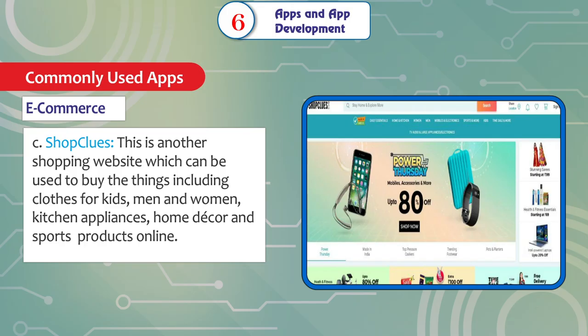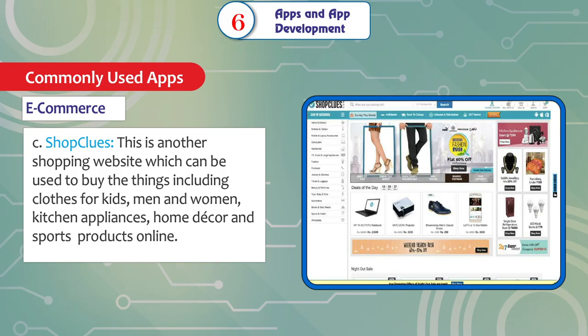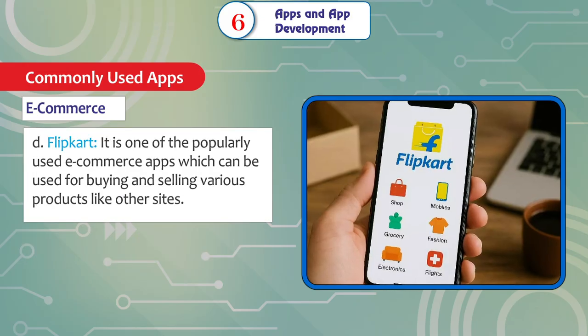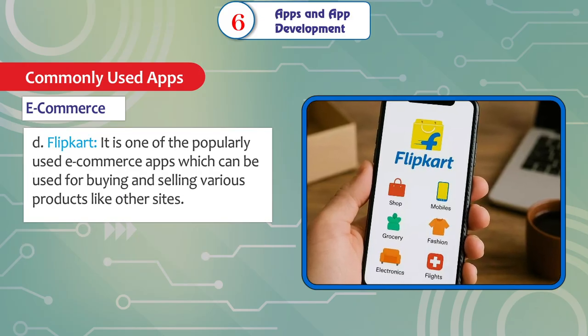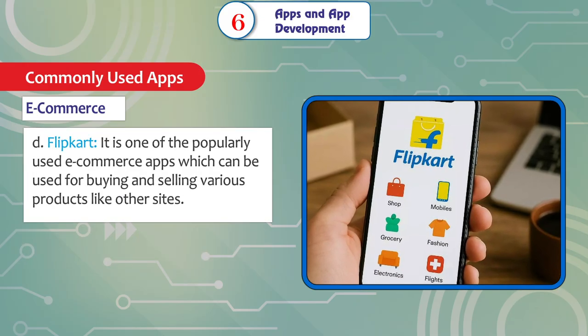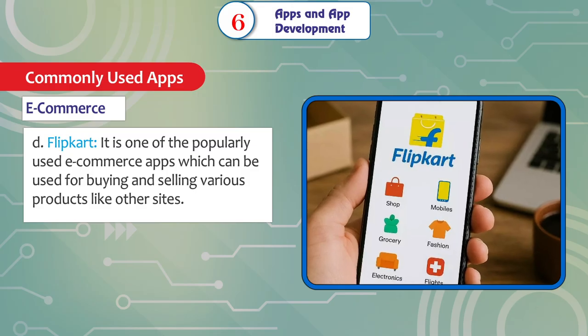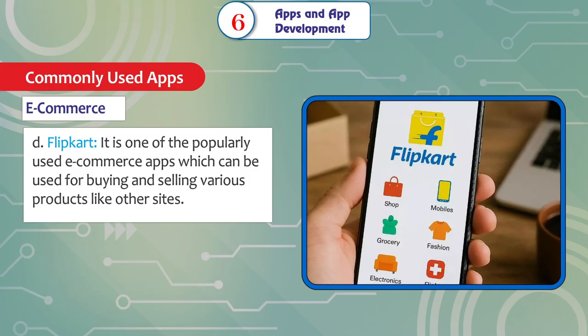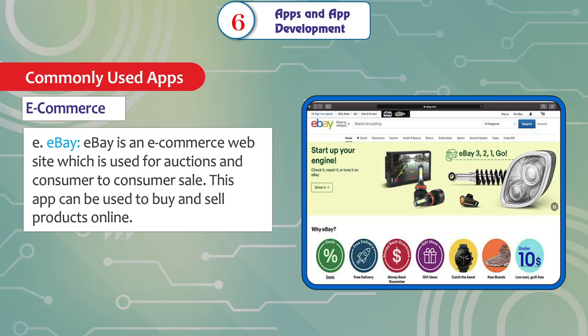This is another shopping website which can be used to buy things including clothes for kids, men and women, kitchen appliances, home decor and sports products online. Flipkart. It is one of the popularly used e-commerce apps which can be used for buying and selling various products like other sites.